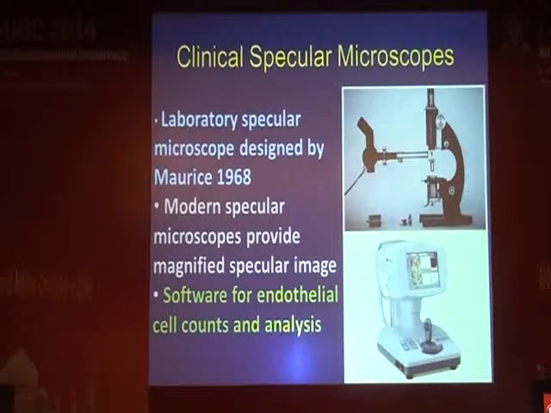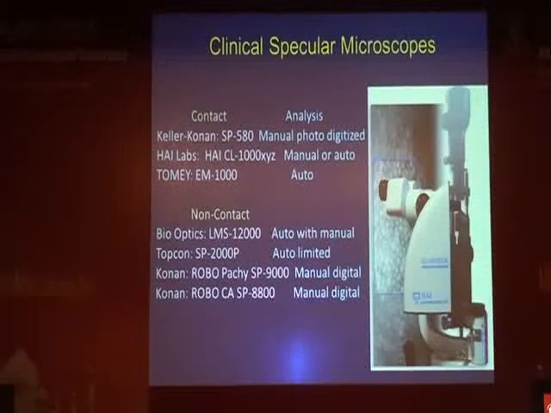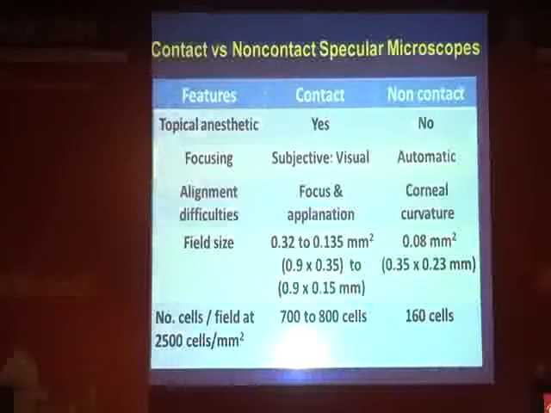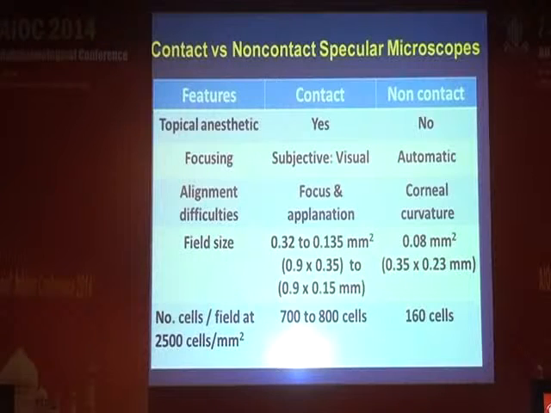The first specular microscope was designed by Maurice, and subsequently we have much more sophisticated instruments which provide us magnification as well as software for various calculations and statistical analysis. Broadly speaking, there are basically two types, contact and non-contact. In contact, we have to apply it at the surface and put topical anesthesia. But the advantage of the contact microscopes is that it gives you a wider field for examination, and you can examine more cells. Whereas with the non-contact, because the corneal curvature is not flattened, the field is limited. You will have fewer cells. But for the matter of convenience, it's only the non-contact which are preferred.